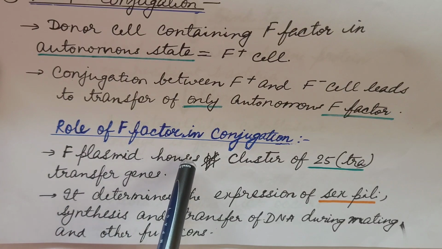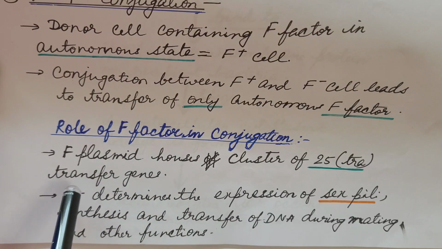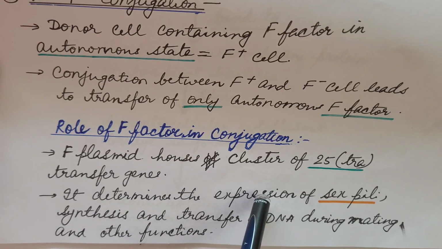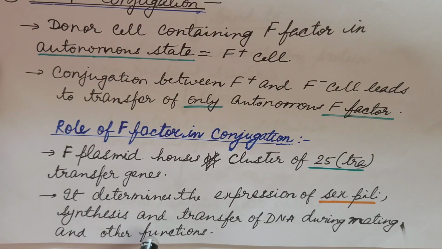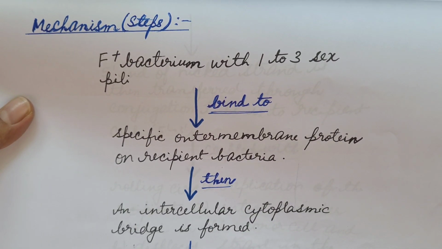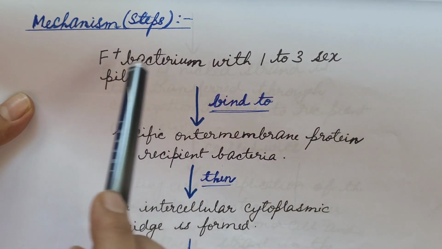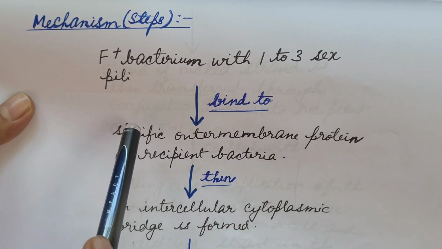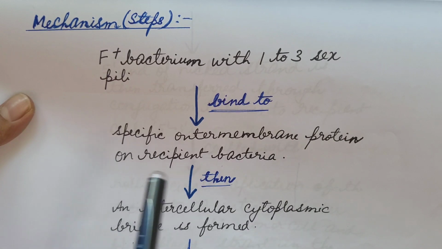Now let us see the role of F factor in conjugation. F plasmid houses a cluster of 25 tra genes, that is transfer genes. It determines the expression of sex pili, synthesis and transfer of DNA during mating, and other functions. Now the mechanism or steps involved in F plus F minus conjugation. F plus bacterium with 1 to 3 sex pili binds to specific outer membrane protein on the recipient bacteria.